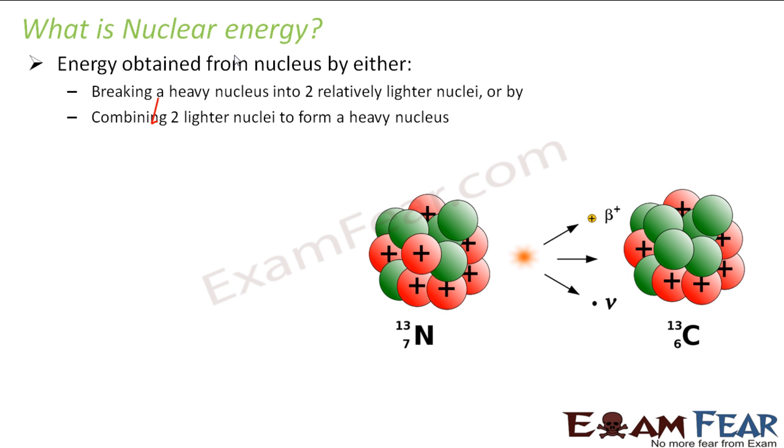It is the energy obtained from the nucleus in two different ways. In one way, we can break a heavy nucleus into two relatively lighter nuclei, whereby a large amount of energy is released, or by combining two lighter nuclei to form a heavier nucleus. In both of these processes, a large amount of energy is released.